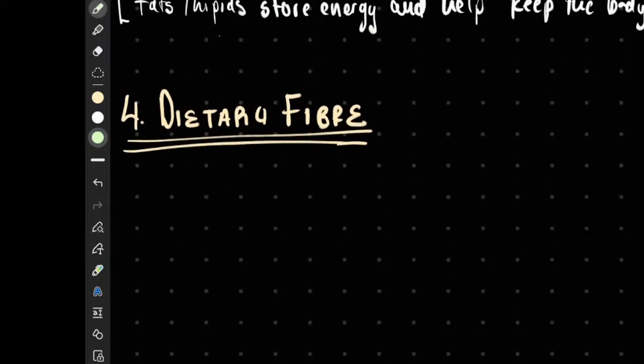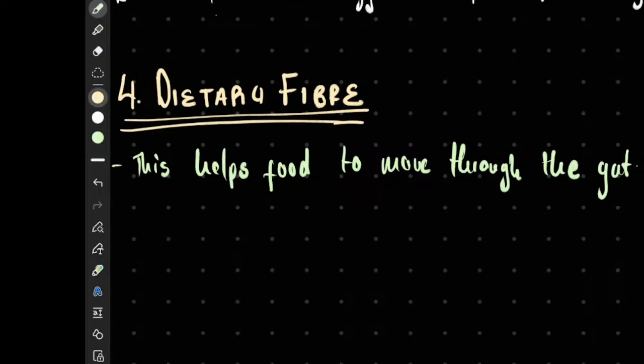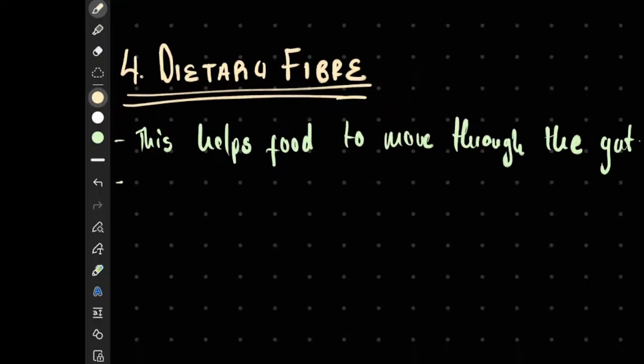Dietary fiber. Why do we need dietary fiber? Right? This helps food to move through the gut. Remember, you have one tube that starts from the mouth and ends at the anus, which is called the alimentary canal. For food to move through there, you need dietary fibers. They help. And what are some sources of dietary fiber?